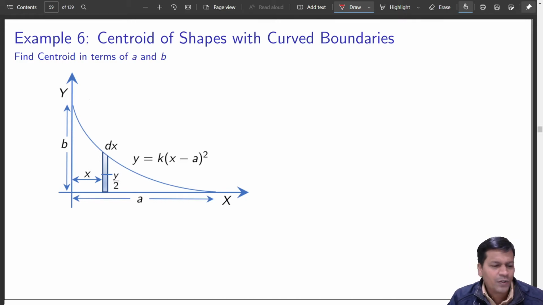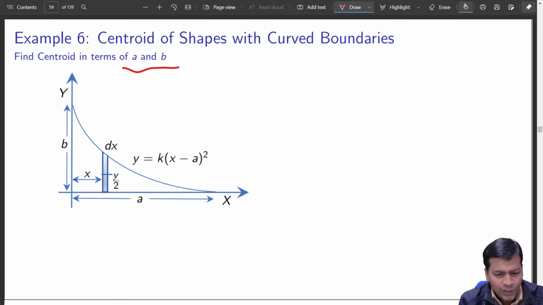You know, you are very good at integration. You can do it in no time. So definitely if you can express your curves well using some sort of form, y is equal to a function of x, you do integration, you can find out. So let us do one of them, a similar one. Okay, so the centroid in terms of a and b, one of them is a, another side is b.